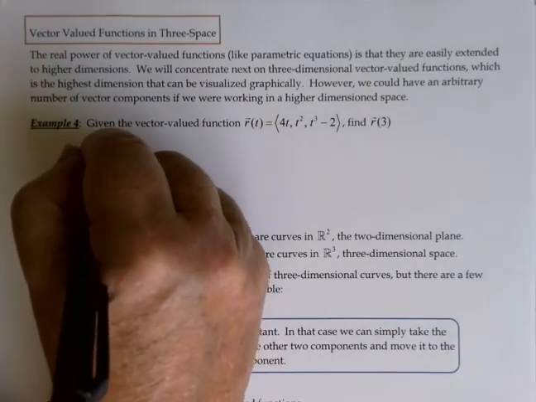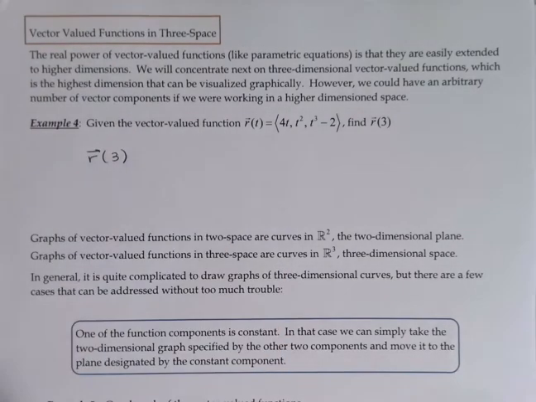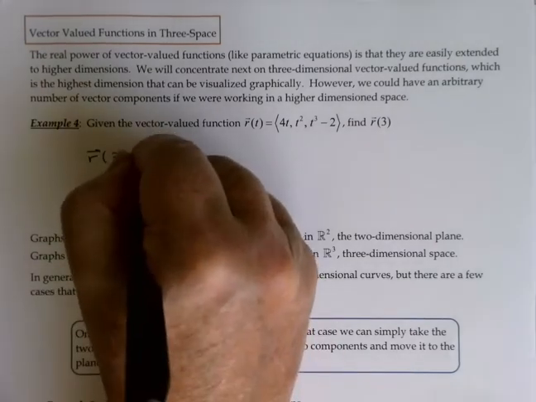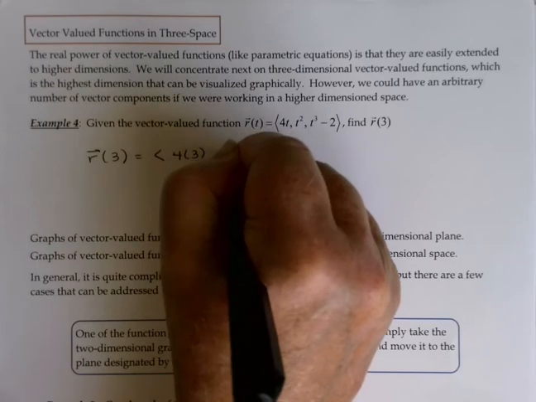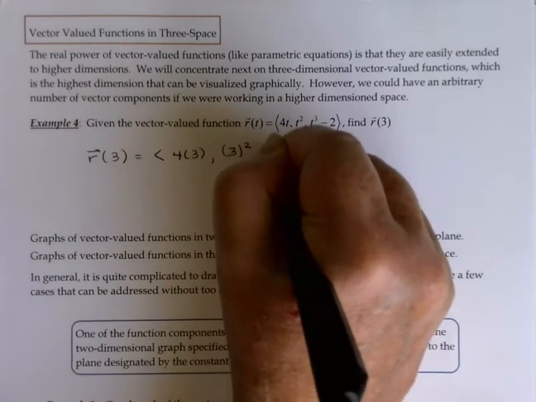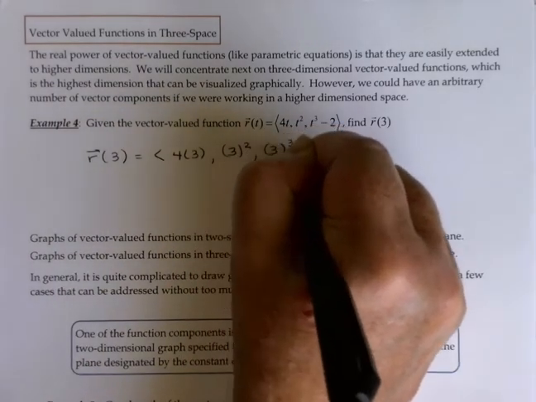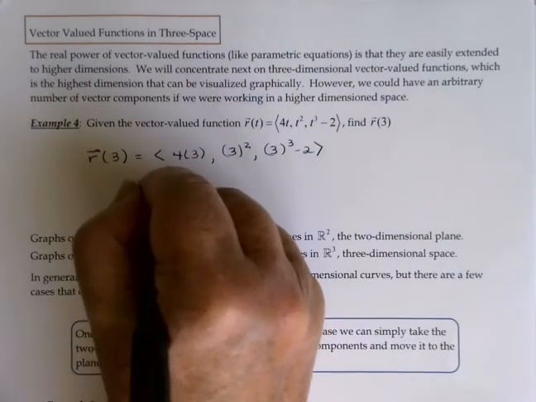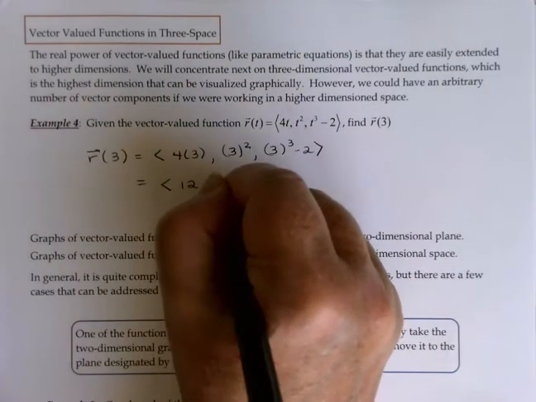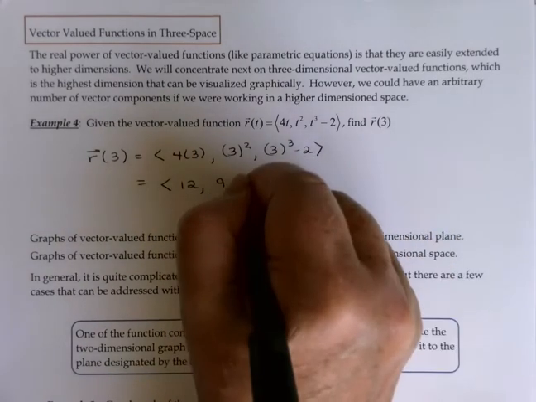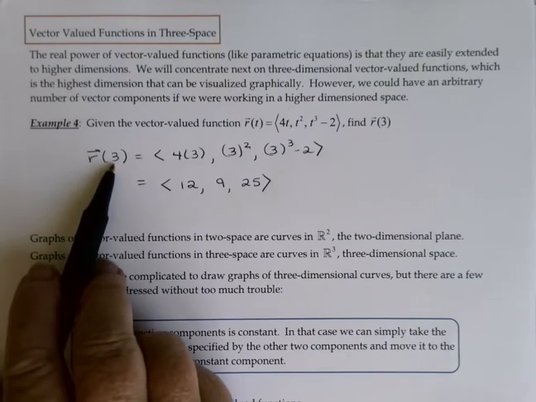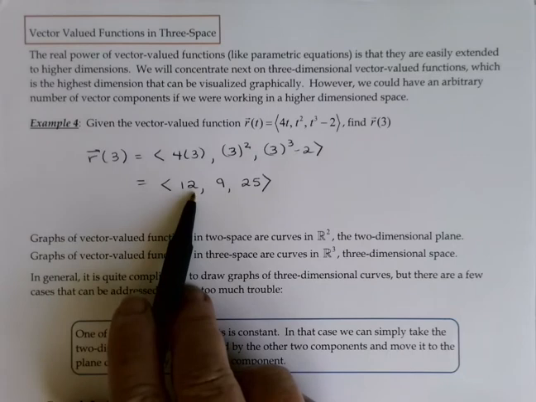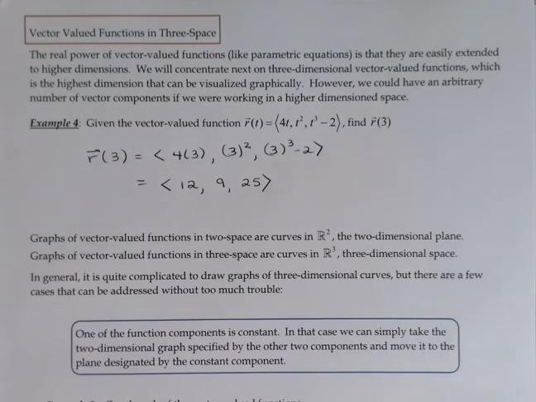So just like before, if I want to evaluate it at, say, the point t equal 3, all I need to do is plug 3 in for the t, and we'll be all set. So here I'm going to get 12, 9, 25. Technically speaking, this says that at time 3 seconds, we have a vector pointing to 12, 9, 25.